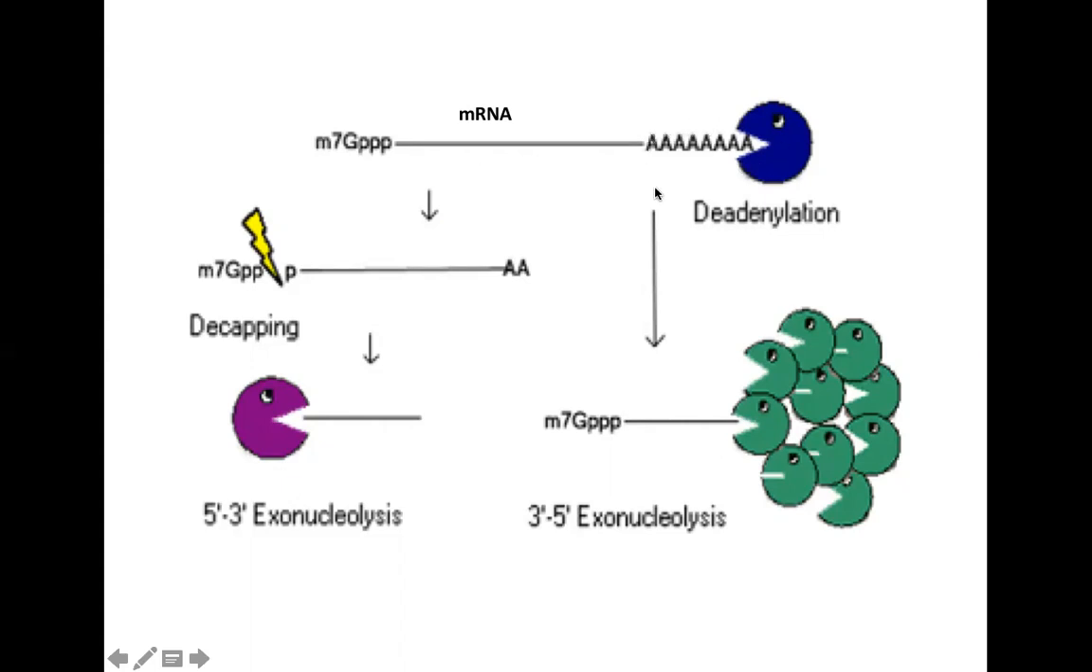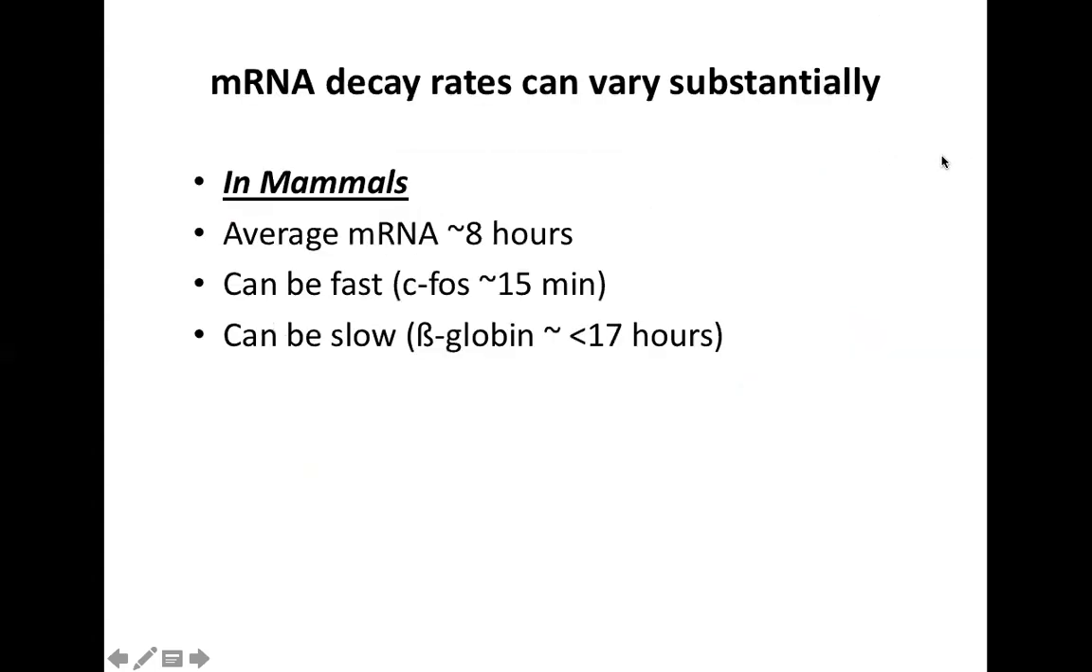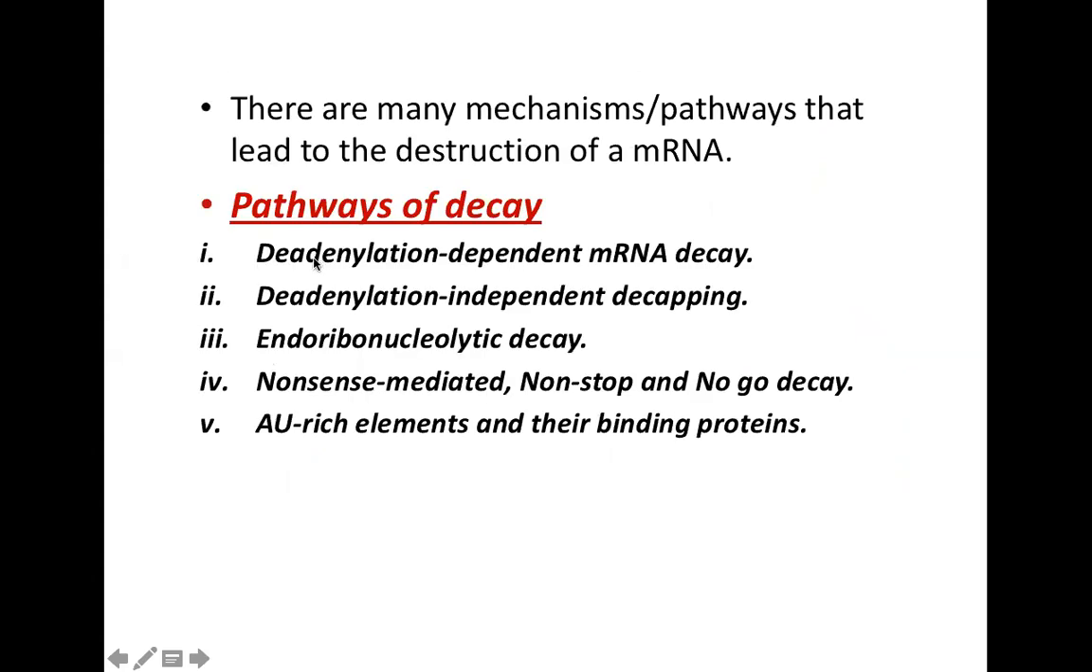That's what we call deadenylation-dependent mRNA degradation. And the second one is deadenylation-independent mRNA degradation, means where you do not necessarily need to remove the poly-A tail. You can destroy the mRNA molecule without removing the poly-A tail. So we will talk about the deadenylation-dependent mRNA decay in today's lecture.